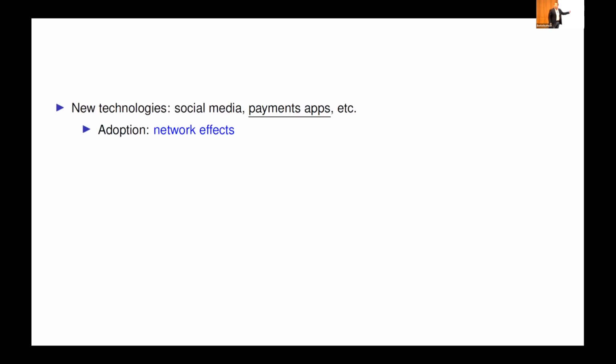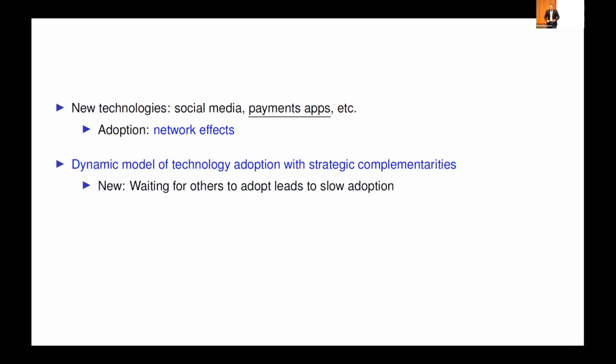So think about social media. The benefits of adopting Facebook depend on how many of my friends have Facebook. Think about payments apps, which I'm going to be talking about. The benefits of me having Venmo or any other app is basically the number of friends that I have, so that I can send them money. So working with network effects is a little bit difficult. Before you decide to adopt, you have to track what other people are doing. You have multiple equilibria.